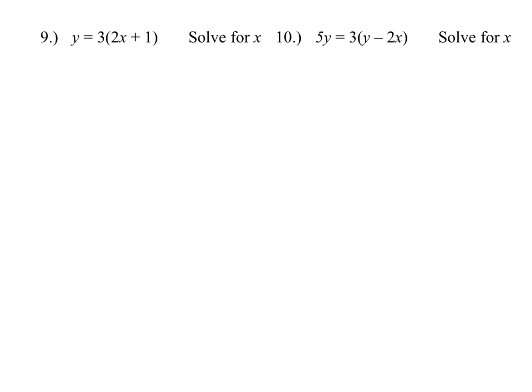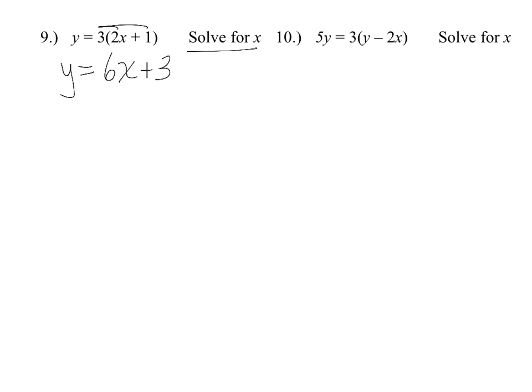Okay, so here are two problems that now have parentheses in them. Number 9 says solve for x. My x is inside the parentheses. Because my x is inside the parentheses, it's probably a good idea to get rid of the parentheses. So let's go ahead and distribute. I'm going to distribute the 3 to the 2x and the 1. And when I do that, I'm going to get y equals 6x plus 3.